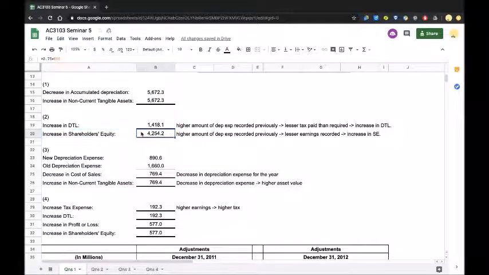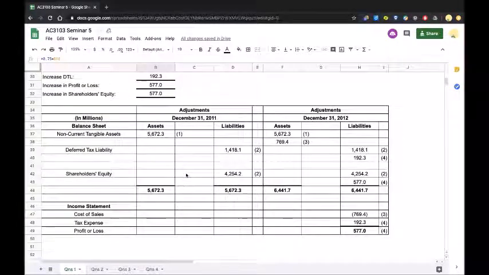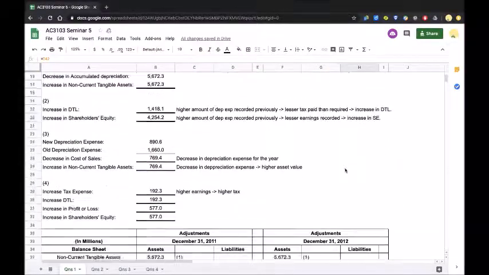And next we have to increase shareholders' equity by 4254.2, which is 75% multiplied by NCTA. And shareholders' equity will also be higher because lesser earnings were previously recorded due to the higher amount of depreciation expense recorded previously. So shareholders' equity will be increased. And these two values will be reflected here in the balance sheet of both 2011 and 2012 under note number 2. So it will be repeated in both balance sheets.